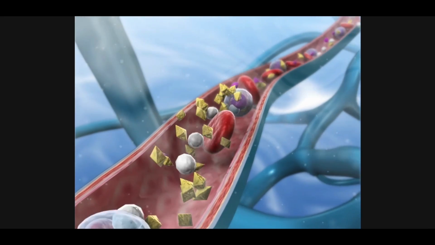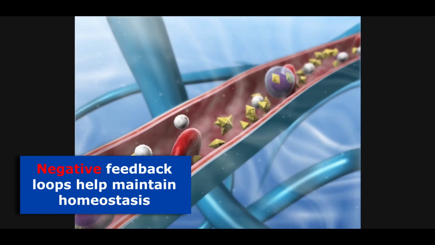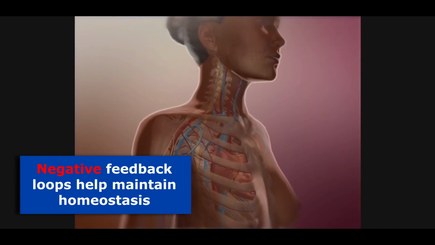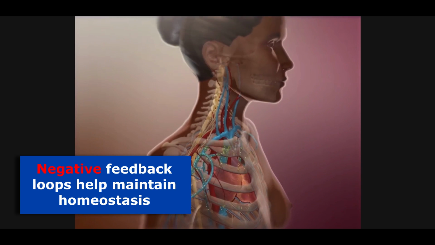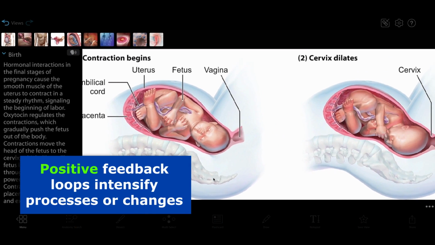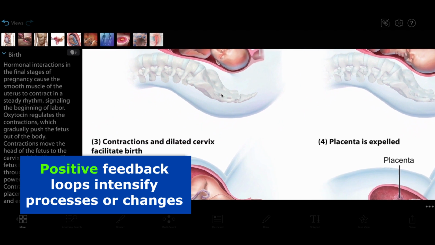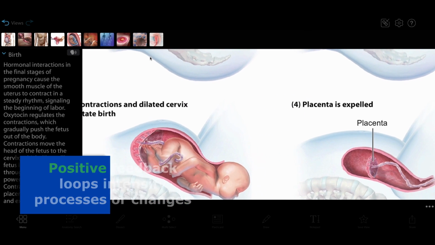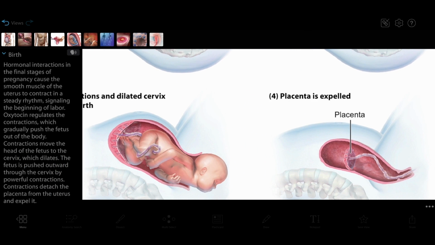Now let's review. Negative feedback loops can be simple or complex, and they maintain homeostasis. They are also more common than positive feedback loops. Positive feedback loops intensify changes in the body, enabling certain physiological responses and processes, like childbirth.